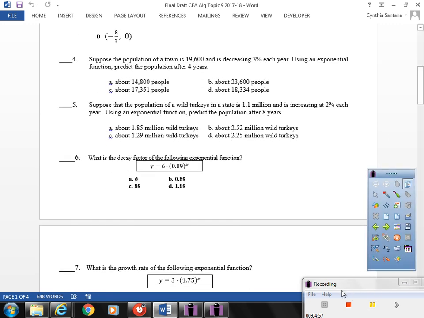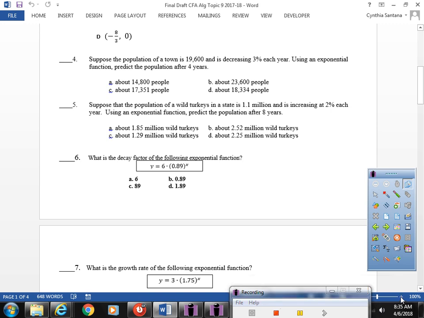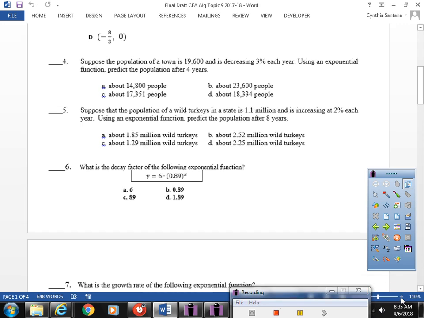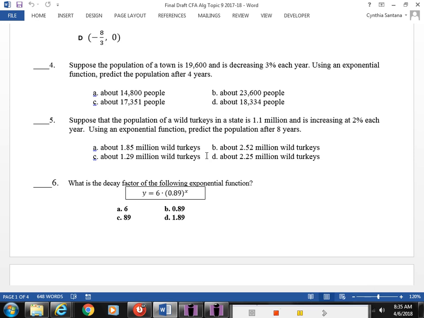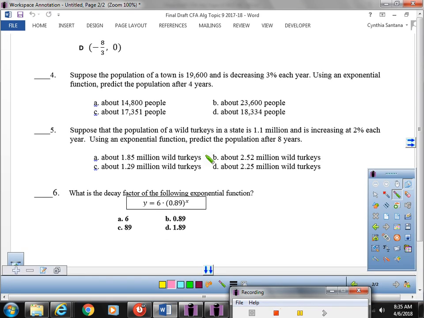All right, so the next one, let me zoom in a little bit. I think these are the ones that maybe most of you missed. If you missed a question, it was probably 4, because these were a little more difficult. You had to set up your own equation. You need to be following along, please. So if you look over here, suppose the population of a town is 19,600. So this is the starting amount. It's decreasing 3% every year. And then it says, using an exponential function, predict the population after 4 years.